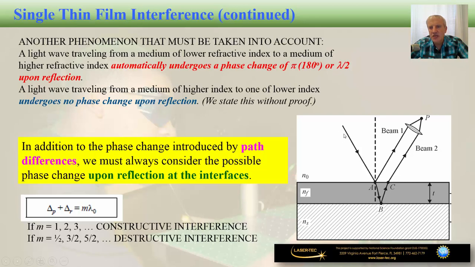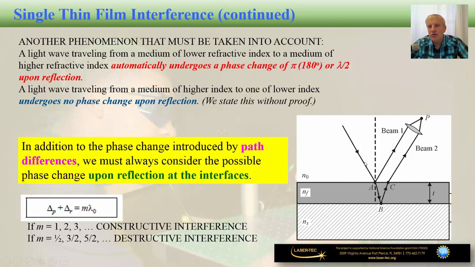In other words, if you're looking at this beam 1, under the assumption that the index of refraction of this outside medium is lower than the index of refraction of the thin film, at this location here there's going to be a flip of the peak of the wave. So if we had here the positive peak of the wave, after that wave has been reflected, it's going to immediately undergo a change of the peak from positive to negative. So we are talking here about a switch of the phase by 180 degrees.